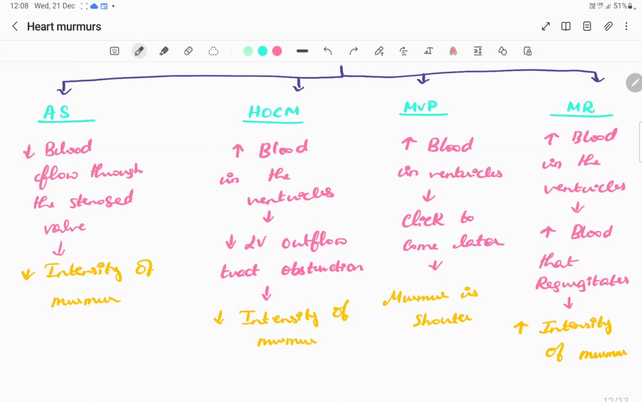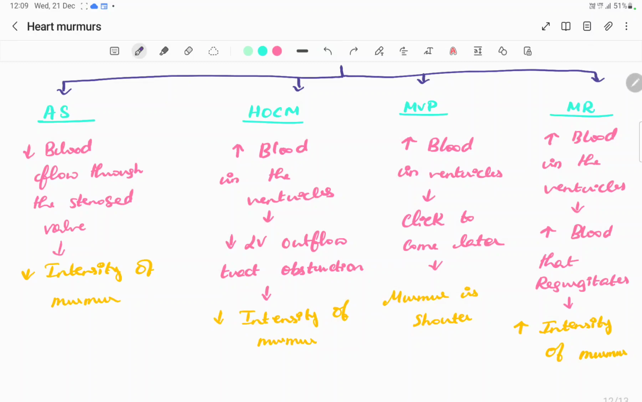So first is aortic stenosis. So blood flow through the stenosed valve is going to decrease, right? So if it's going to decrease, then of course the intensity of the murmur is also going to decrease. So in aortic stenosis, the intensity of murmur is going to decrease in hand grip. Coming to hypertrophic obstructive cardiomyopathy, there's an increased blood in the ventricles. So that increased blood in the ventricles will lead to a decrease in the outflow obstruction. If there is a decrease in the outflow obstruction, the murmur intensity is also going to reduce.